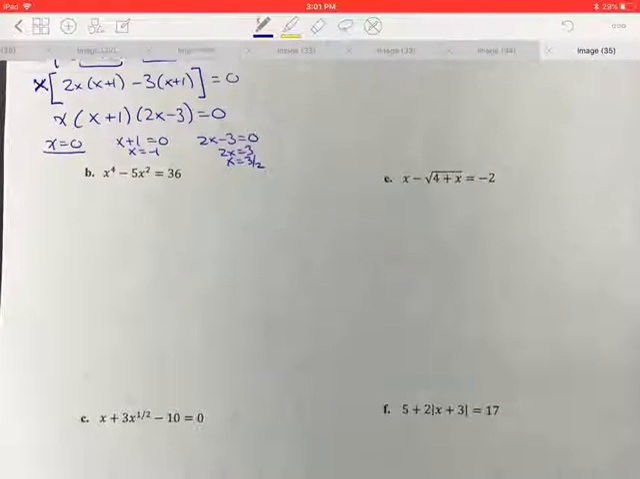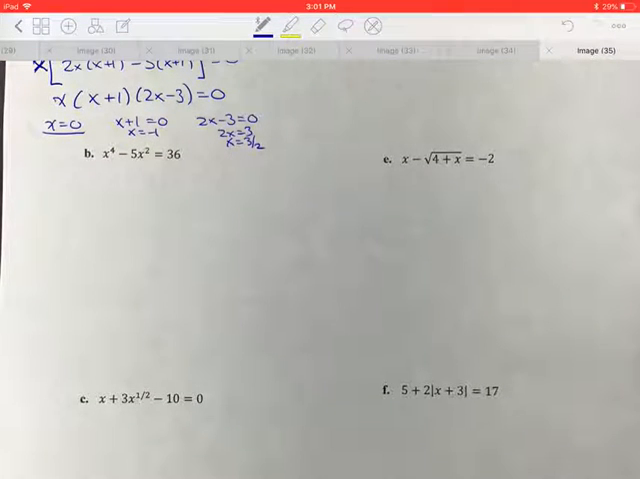So if we move on to B, I want to do the same thing that I started the other problem with. I want to put it equal to 0. Now this is what we call quadratic in form. I have an x to the 4th instead of an x squared, but I can factor it like a normal trinomial, but instead of x times x, I'm going to do x squared times x squared. I still want numbers that multiply to make 36 and add or subtract in some way to make 5.